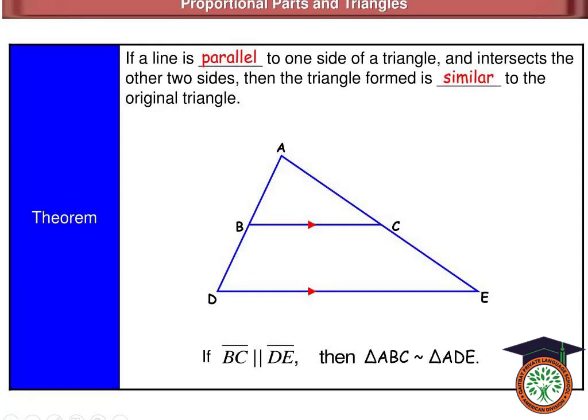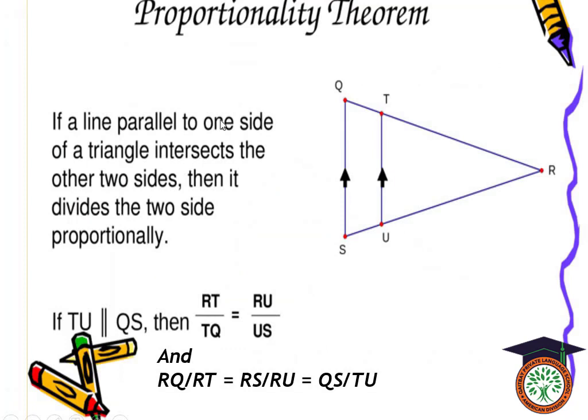So what does it mean? Their sides are proportional. The corresponding sides have the same ratio. The same theorem here, the proportion theorem. This theorem I can also write in another way. Let's read.